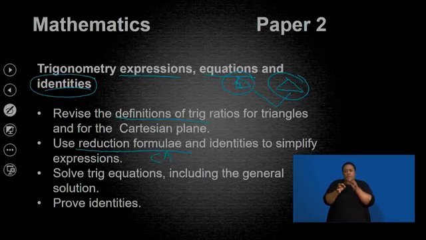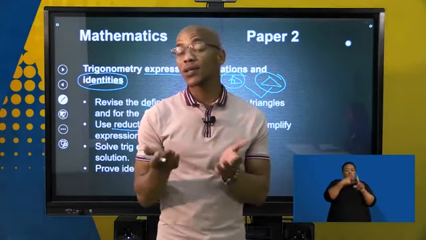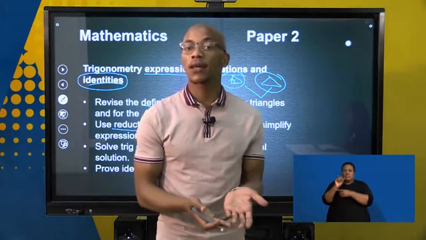I think most of us, we know this thing here where they say CAST, meaning cos is only positive in the fourth quadrant, all ratios are positive in the first quadrant, sine is positive in the second quadrant, and tan is positive in the third quadrant.